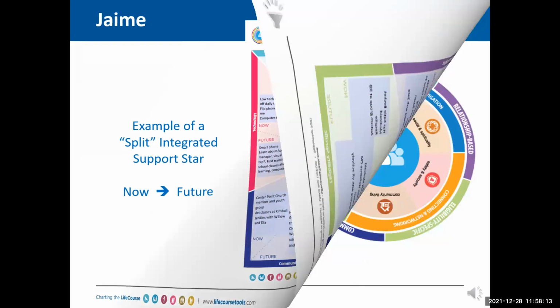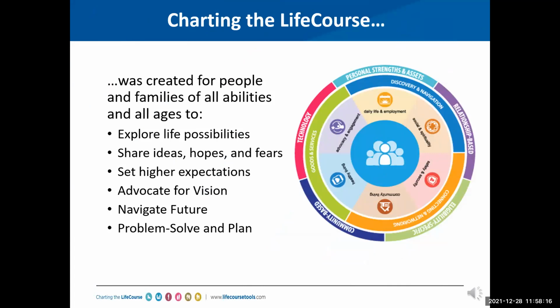So that's just a couple of examples of how charting the life course and some other person-centered thinking and planning tools were used to really support and complement high school transition planning. So again, charting the life course is not just for people with a disability. It's based on concepts that work for all people. These concepts and principles and tools can help anyone think critically, envision good life outcomes, plan, combine resources, and problem solve.